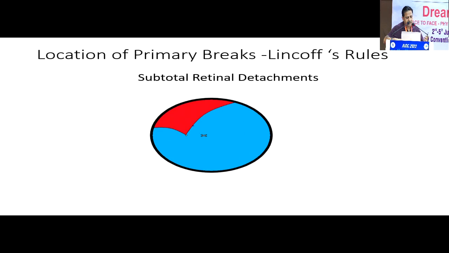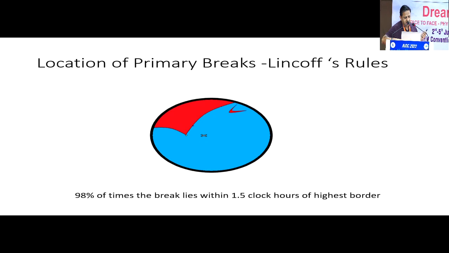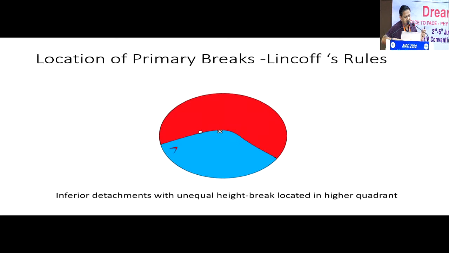So Lincoff's rules. They also help in location of primary breaks. Sometimes what happens is you are not able to see the breaks preoperatively. But if you have made a proper drawing, you can estimate where the breaks could be. And intraoperatively, when the patient is under anesthesia, you can better examine and look at the breaks. So there are various Lincoff's rules. I won't go into the details of that.